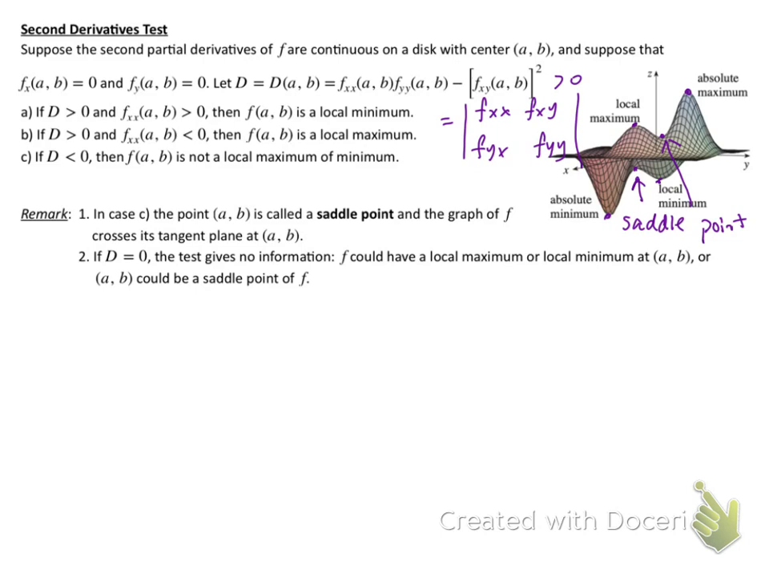If D is greater than 0, fxx will tell you whether you're having a local minimum or maximum. And if D equals 0, our test doesn't work. It could be anything. So our test fails when D equals 0. But when D is not 0, it tells you what it is.